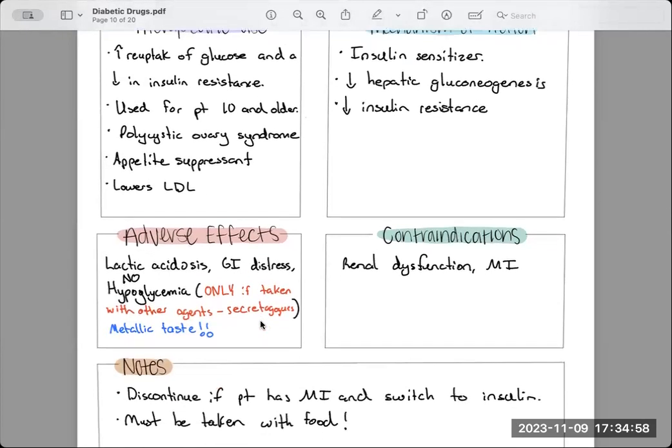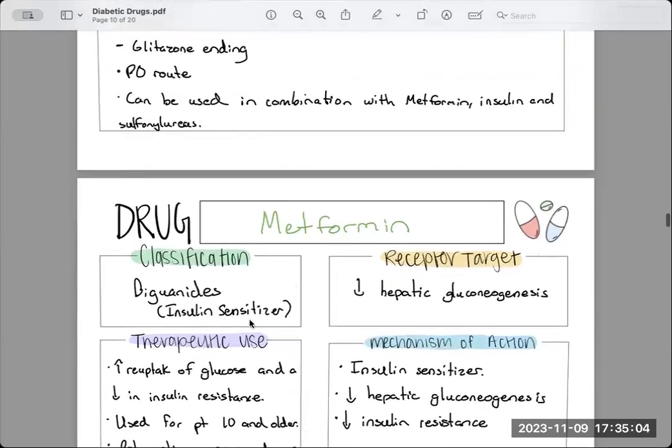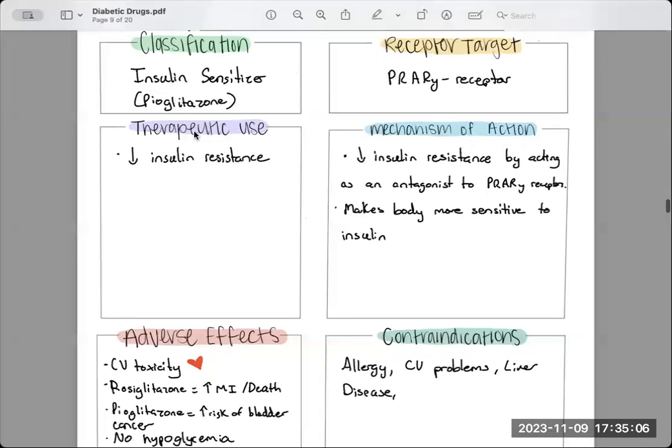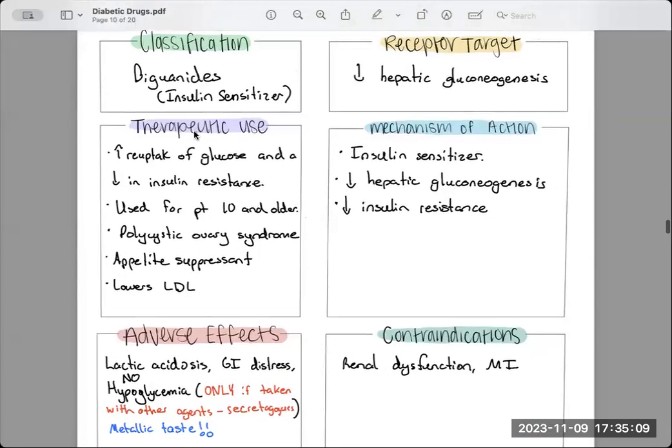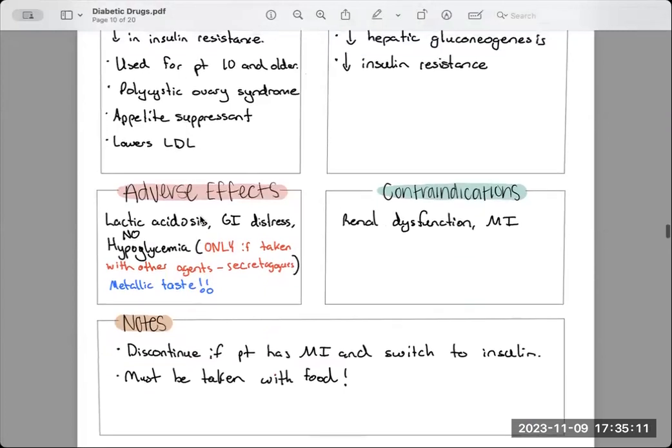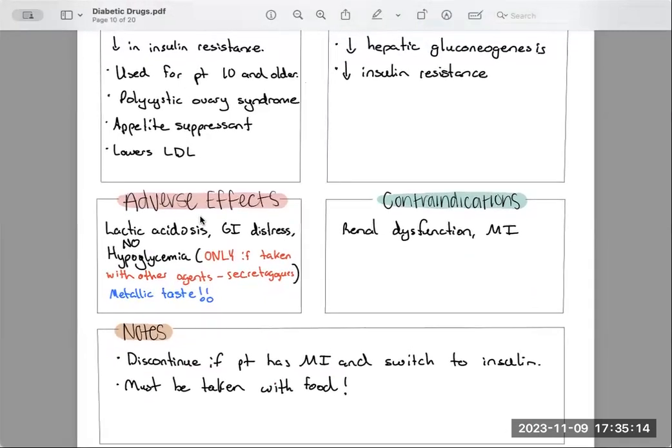Now, metformin causes hypoglycemia, okay? So even though this is an insulin sensitizer like the glitazone class that we talked about before, the glitazones don't cause hypoglycemia, but these do, okay? So these can cause hypoglycemia if they're taken with other secretagogues, like if they're taken with sulfonylureas. So if they're taken with sulfonylureas and things, they will cause hypoglycemia. But if they're not taken with these other sulfonylureas, like the glipizide, those ones, it won't cause hypoglycemia.